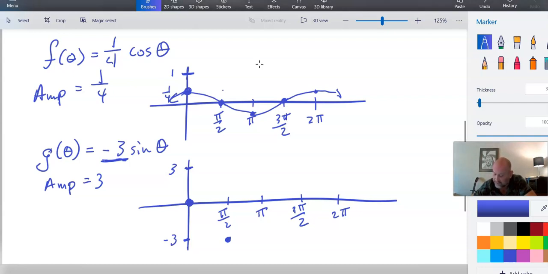Now, sine of pi is 0, and -3 times 0 is still 0. And then sine of 3 pi over 2 is -1, but this -3 says we're multiplying the -1 times the -3, which makes it a +3, and then back down to 0. And so the negatives flip them upside down. Let's see if I can draw this. It's a weird angle.